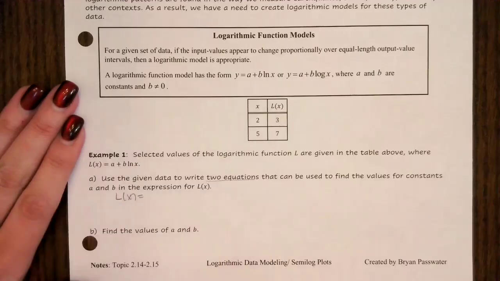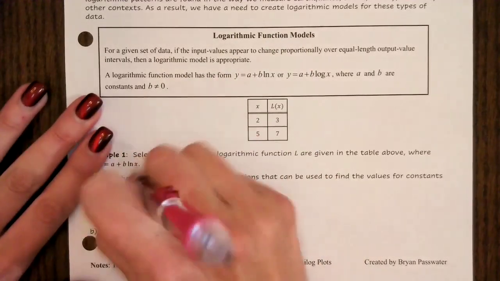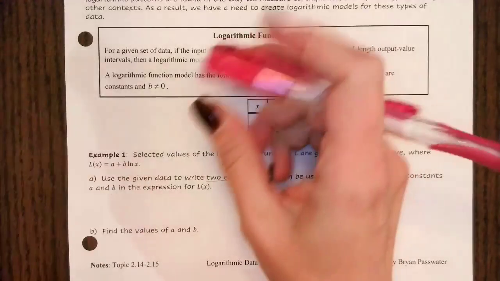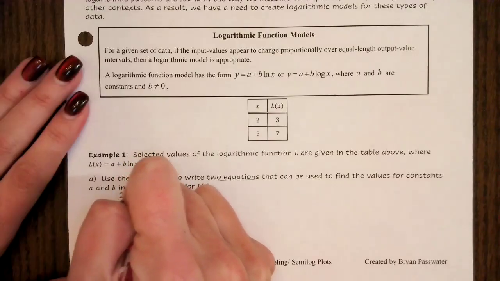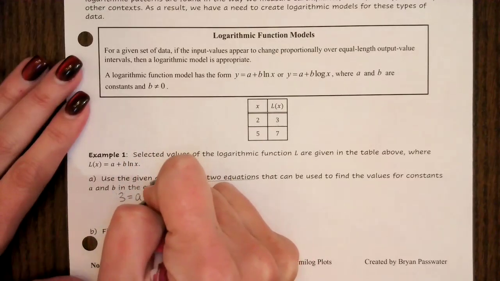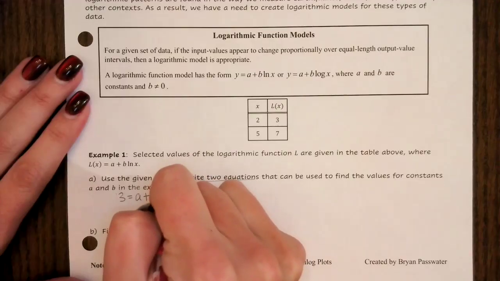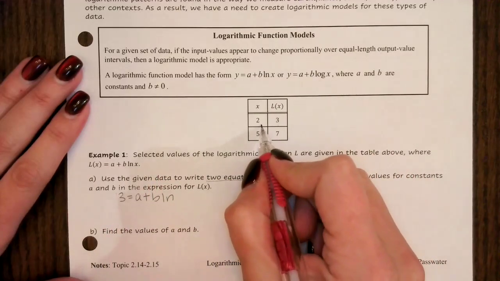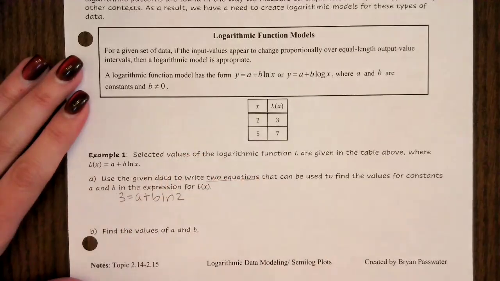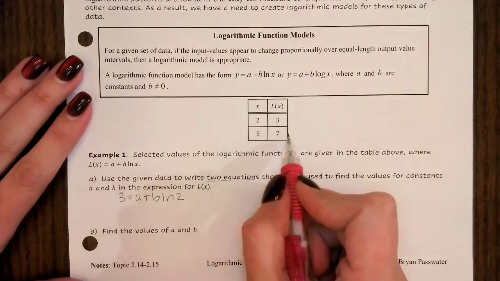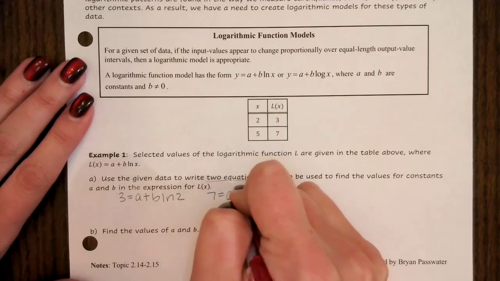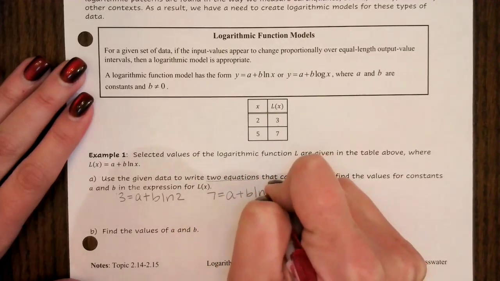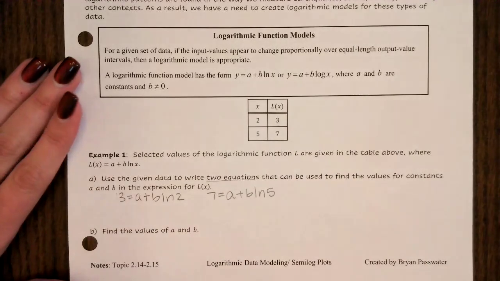So we've got L of x is equal to... Sorry about that. We've got the L of x value right there, 3. So I'm going to say 3 is equal to a plus b, and I'm going to go ahead and do the natural log of 2, which is my x value. And so there is one equation. Then for the second equation, we would use the second data point here. And so we would say 7 is equal to a plus b natural log of 5.